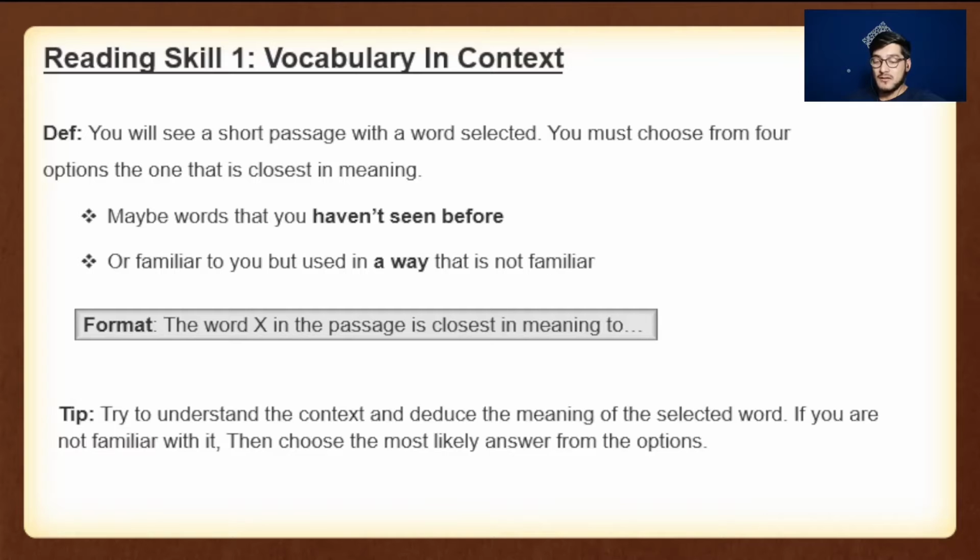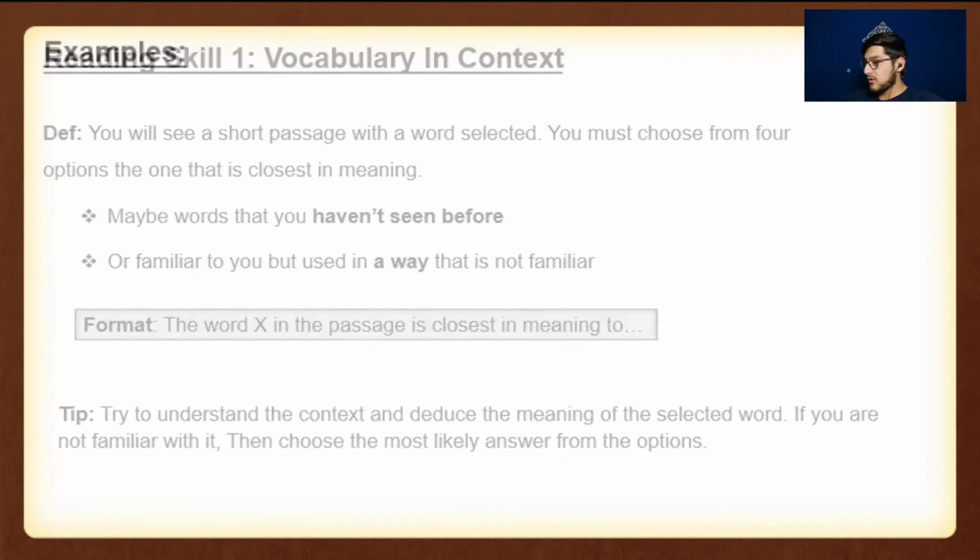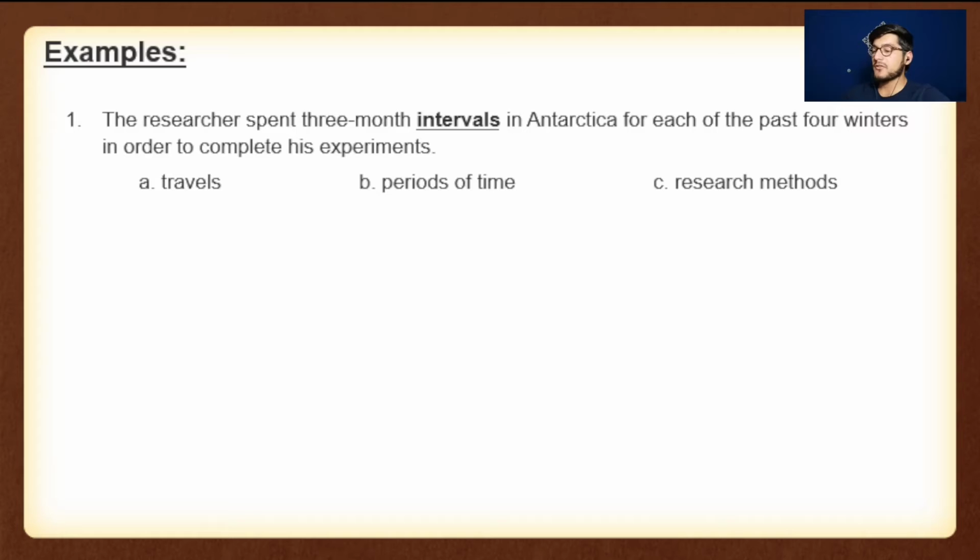So after reading the sentences, it will be so obvious for us which kind of word or option is going to fit that context. For more information, we are going to have an example here. The researcher spent 3-month intervals in Antarctica for each of the past 4 winters in order to complete his experiments.